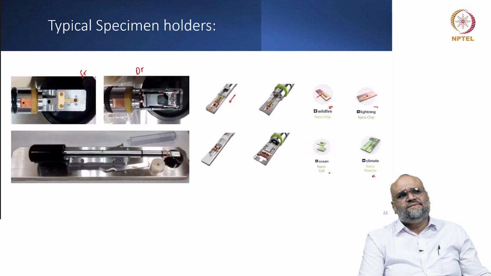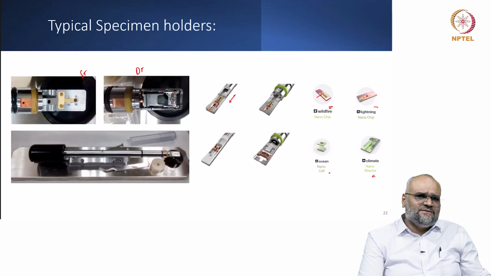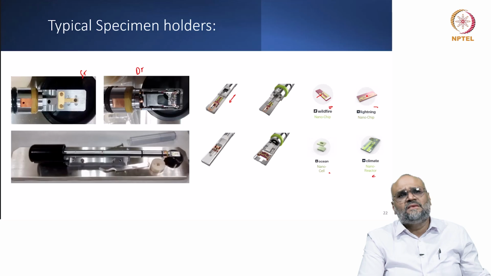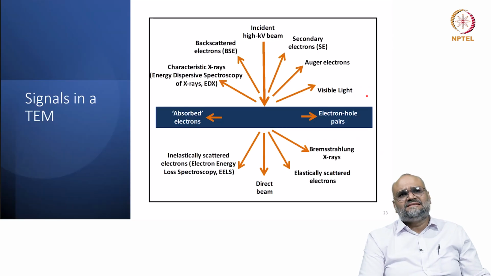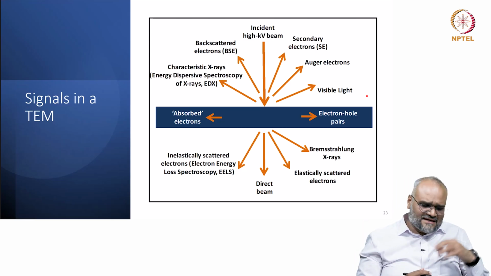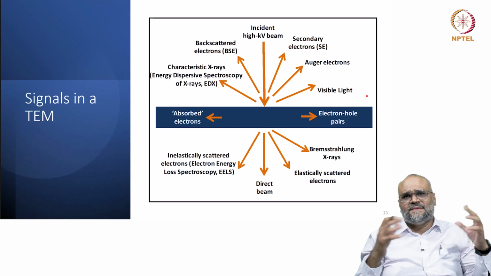Moving on, we will look at some of the signals generated in TEM, and we will summarize the different imaging modes and the mechanisms that are involved in obtaining these images in the next part of this lecture. So if you look at the signals that are generated in a TEM, a host of signals are generated. Once a high energy electron beam is incident on the specimen, you have secondary electrons, backscattered electrons, Auger electrons, visible light, characteristic X-rays and so on, which are coming out.